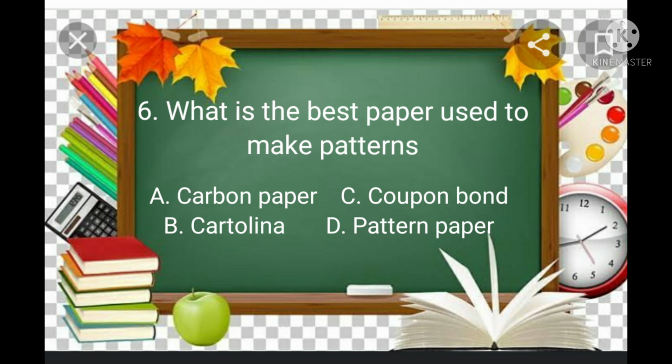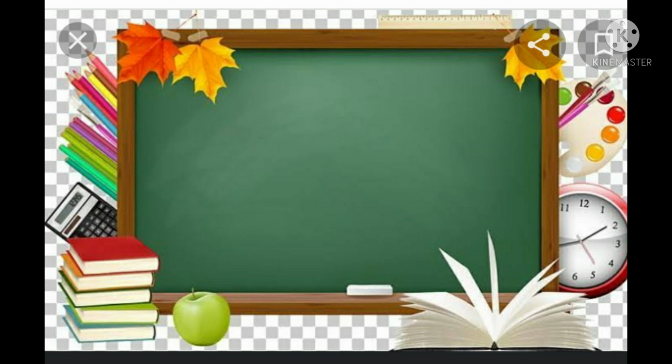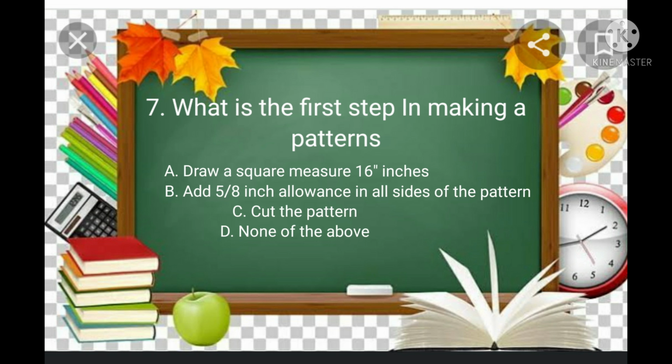Number 6. What is the best paper used to make patterns? A. Carbon paper. B. Cartolina. C. Coupon bond. And D. Pattern paper. Number 7. What is the first step in making a pattern? A. Draw a square, measure 16 inches. B. Add 5/8 inch allowance in all sides of the pattern. C. Cut the pattern. And D. None of the above.